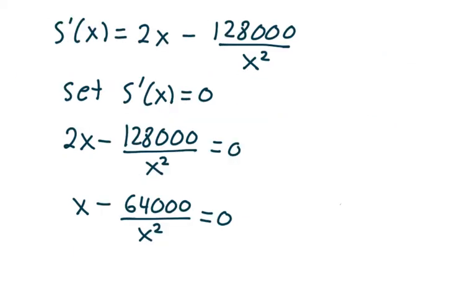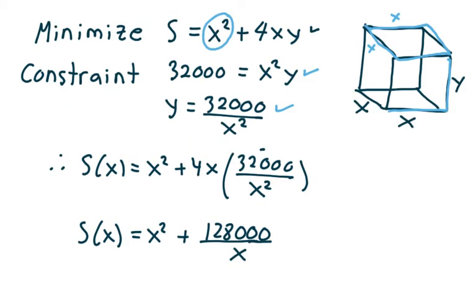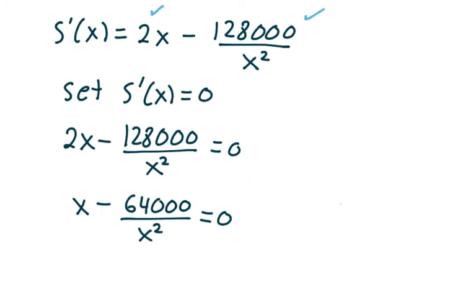So I'm going to take the derivative. The derivative of x squared is 2x. The derivative of 128,000 over x is minus 128,000 over x squared. I'm going to set the derivative equal to 0. Same game. I'm going to find those critical values, or in this case, value. So 2x minus 128,000 over x squared is equal to 0. So I just divided everything by 2, and I got x minus 64,000 over x squared equals 0.